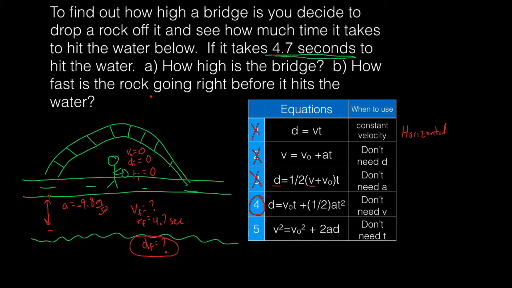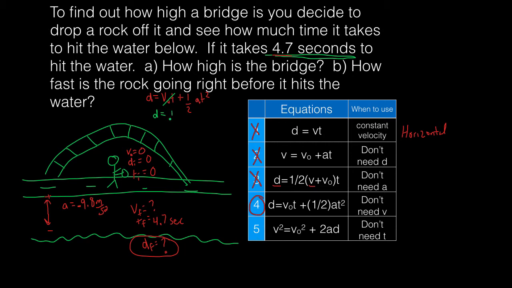Equation number 4 says that displacement is equal to velocity initial times time plus 1/2 at squared. When I substitute these numbers in, our displacement we don't know, so I'm going to call that d. Velocity initial, when we drop the rock, is 0, and anything times 0 is 0 itself. So this whole term I'm going to just leave off because it's 0.